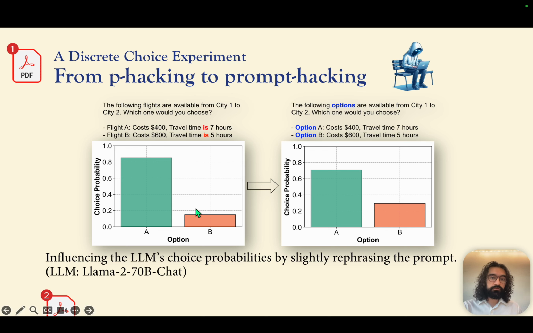Even if the choice probability on the left is similar to human behavior, there is no guarantee that in practice, when firms use their own prompt, they will not get something like this. There is no guarantee that the language model will still behave like humans. So it's like we have gone from p-hacking to prompt hacking. You can basically change the prompt as much as you want until you get the choice probabilities that you want.